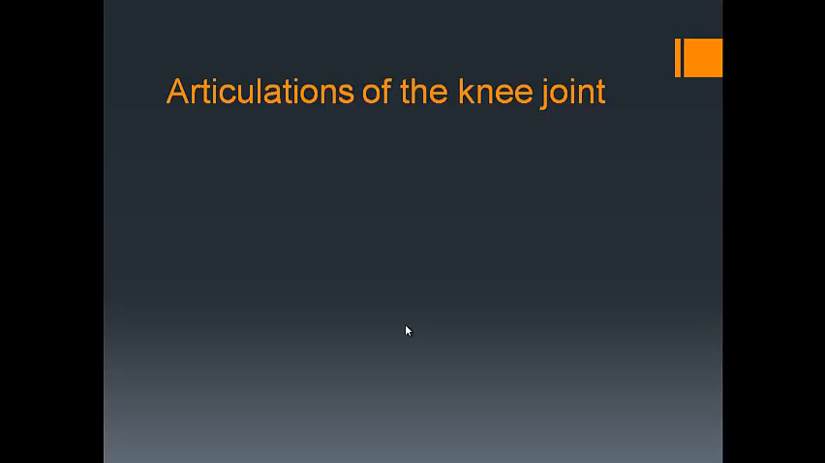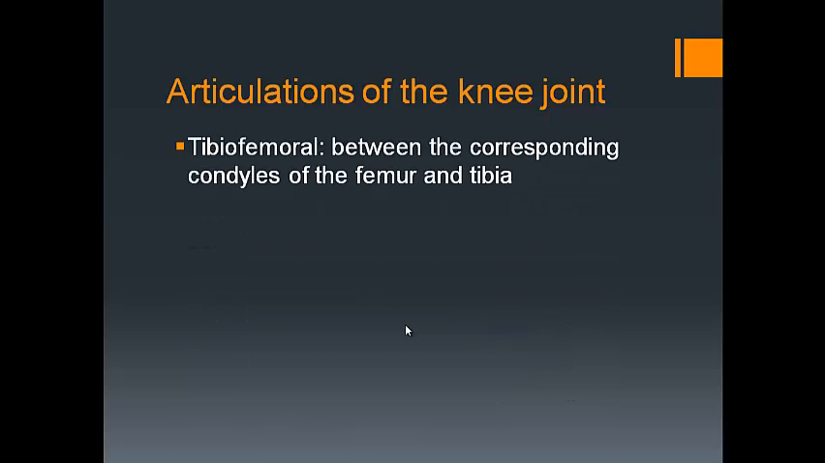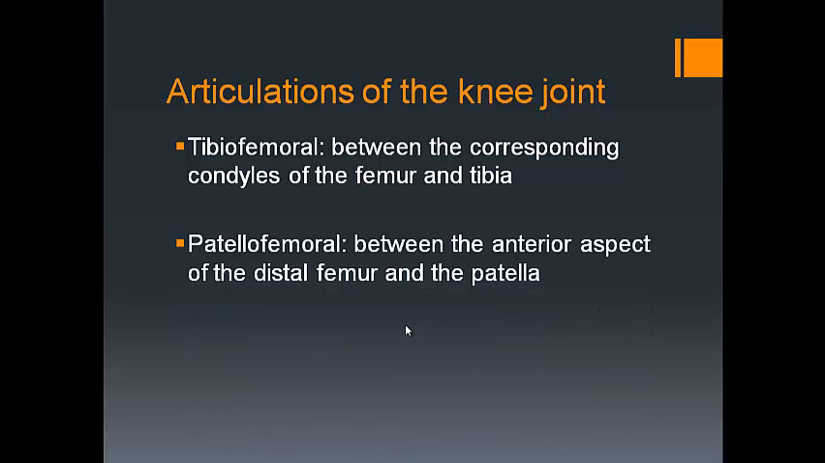Okay, so let's just look at the articulations of the knee. We've mentioned that there are three bones involved in this formation. The articulations that form the knee joint are what we call tibiofemoral, which are found between the corresponding condyles of the femur and the tibia. So that basically means the medial condyle of the femur articulates with the medial condyle of the tibia, and then the same thing applies for the lateral condyles on both bones. So the articulation between the femur and the tibia is referred to as the tibiofemoral articulation of the knee. Then you have the patellofemoral articulation, and this is found between the anterior aspect of the distal femur. So basically the lower part of the femur, its anterior surface, articulates with the patella to form the patellofemoral articulation of the knee.